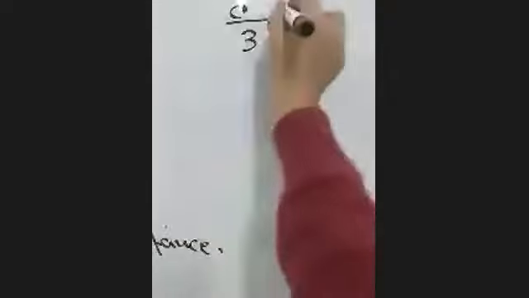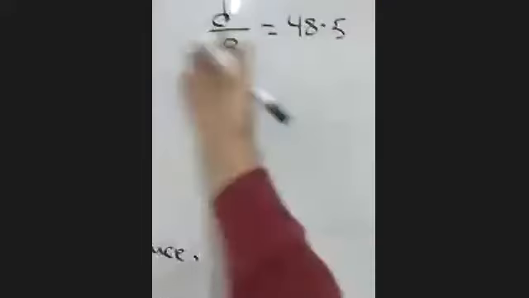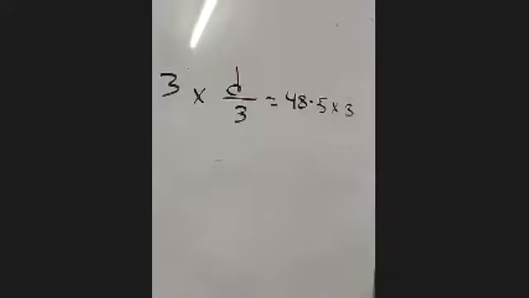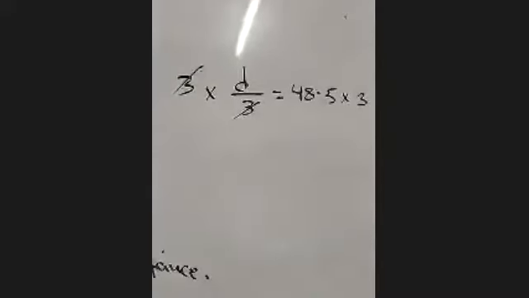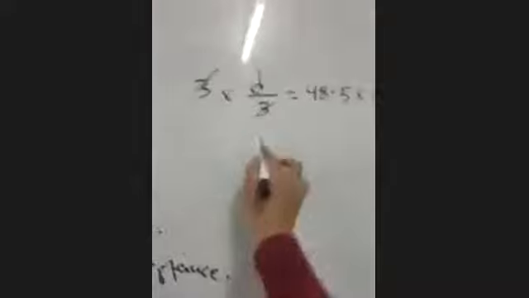First, we rewrite the equation again. D over 3 equals 48.5. What will I do now, tell me. We will multiply 3 on both sides. Excellent. Multiply 3 on both sides. Now the 3 cancels with the 3, right? It's still D equals, and here I will do multiplication, right? Yes.